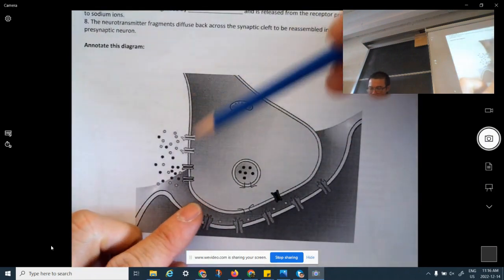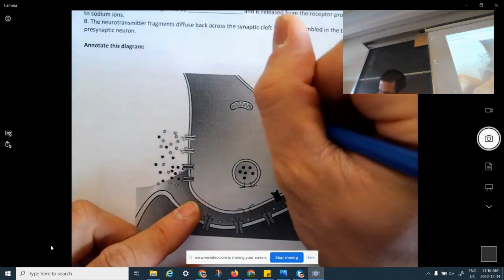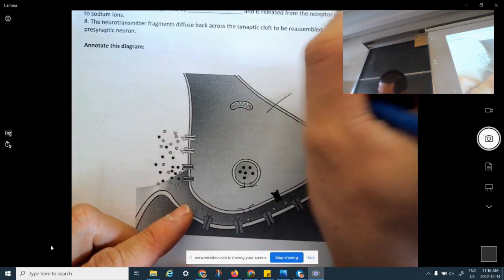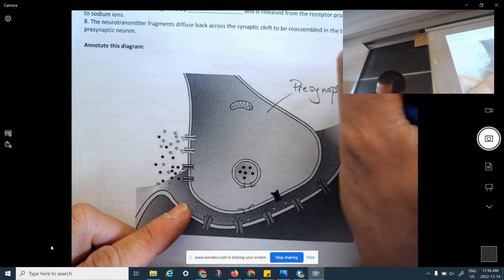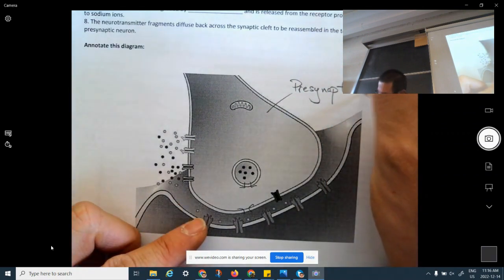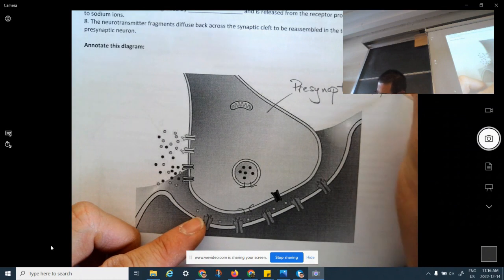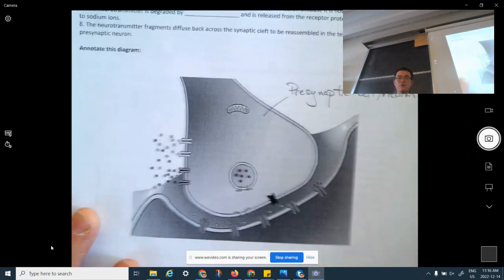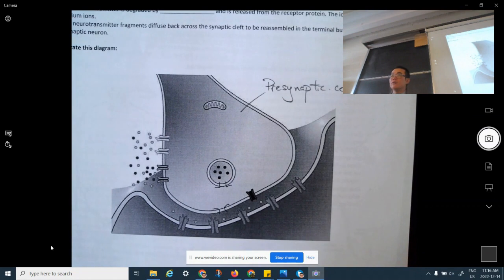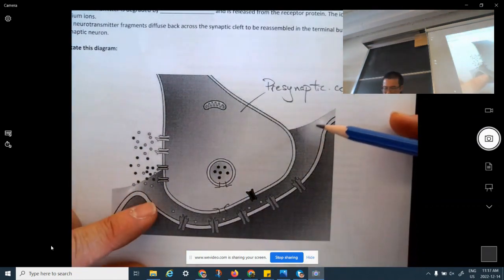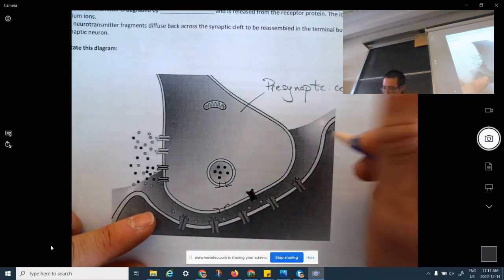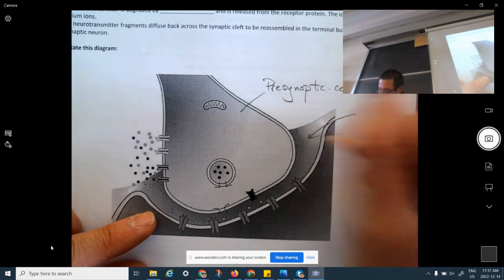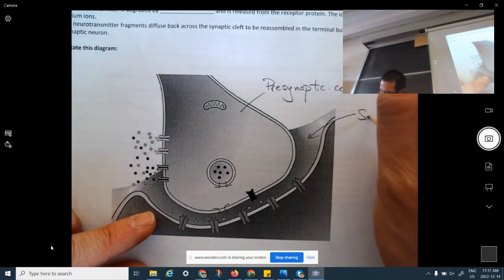What am I looking at? This top part here is the presynaptic cell or presynaptic neuron. Hopefully you can tell that it's a neuron by context, since we've been talking about neurons the entire time. And this gap in between the two neurons is the synaptic cleft.